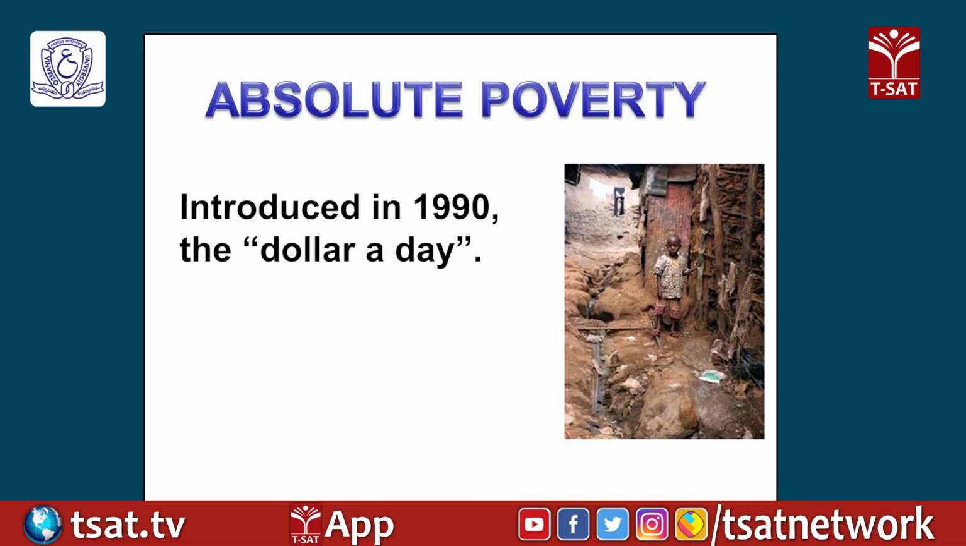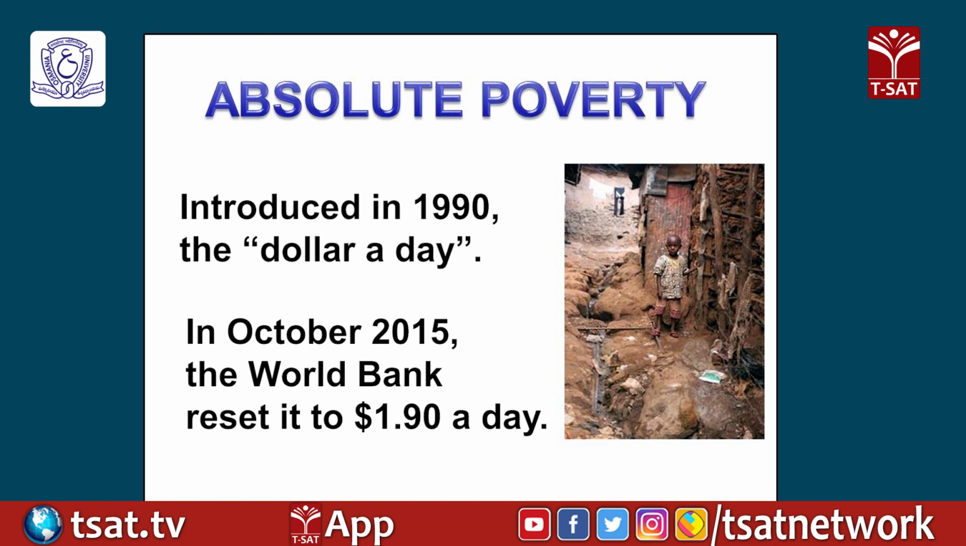It was first introduced in 1990 that the $1 a day poverty line measured absolute poverty by the standards of the world's poorest countries. In October 2015, the World Bank reset it to $1.90 a day.